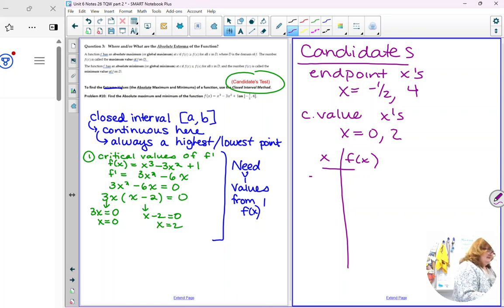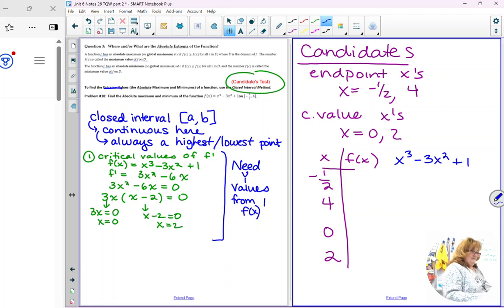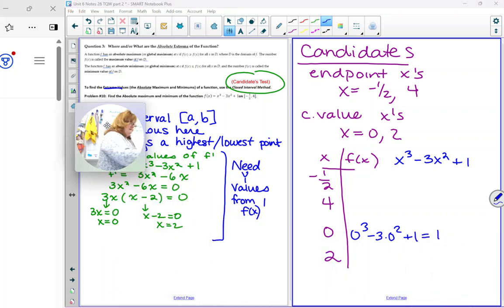Because I'm going to take each of my x's that are my candidates, and I am going to find the exact f of x that goes with it. And that is from the original function, the x cubed minus 3x squared plus 1. Now, some of these are easier than others, like a 0 plugged in. 0 cubed minus 3 times 0 squared plus 1 equals 1.